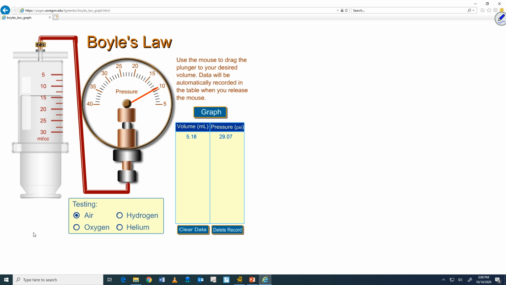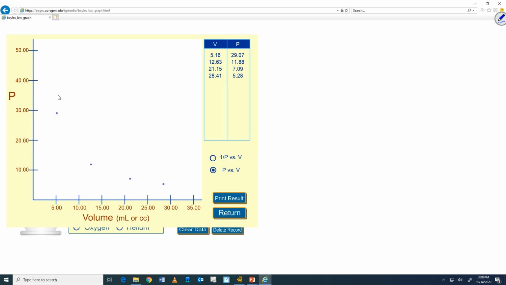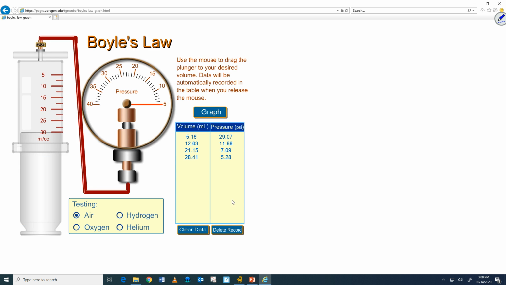So I'm going to move it to 5 mils, roughly, get a pressure. Let's move it down like 12-ish, sure. Let's go like 20-something, and let's go there, 28. So if I take these data points, we can actually draw a graph, and what you see is this curve that's kind of going down, but in a curving shape, not a linear shape, and that's indicative of an inverse relationship.